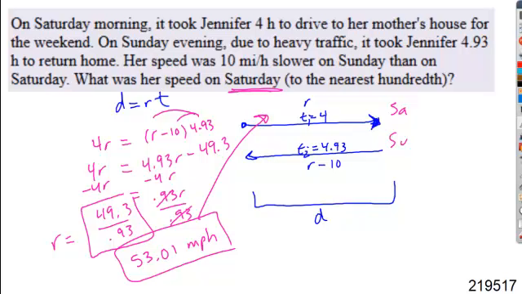Now, here's the thing with this question. This question might have written, what's her speed on Sunday? You have to read this question really carefully. Because if you get the version where it says, what's her speed on Sunday? What you have to do is take this rate and subtract, in this case, 10. So her speed on this day would be 43.01 miles per hour.